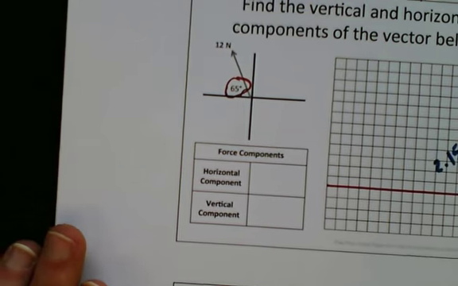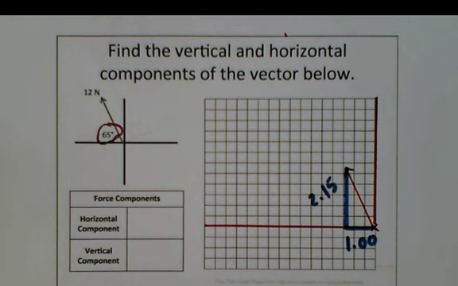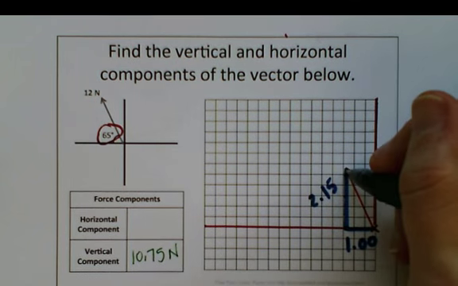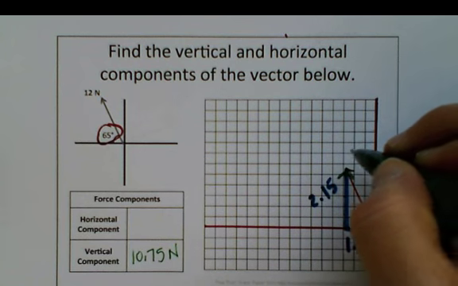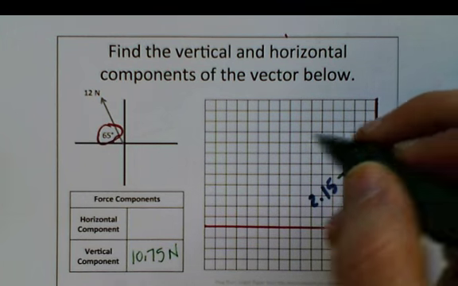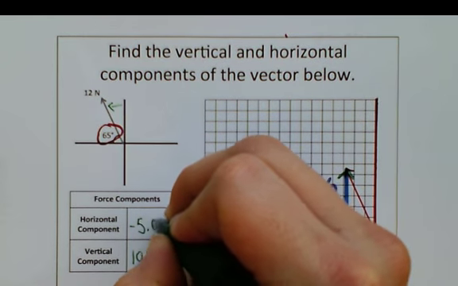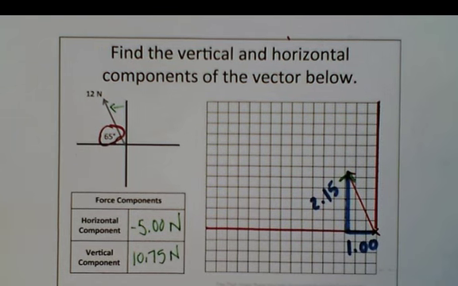Lastly, I go back up to the top and fill those in. Now there's nothing unusual about the vertical component. We converted it and it was 10.75 newtons. Notice that the vertical component here in the diagram is upwards, but we can also see that the vector points to the left. Since it points to the left and the left direction is negative, then the horizontal component is actually going to be negative 5.00. So make sure you pay attention to whether the components are positive or negative.